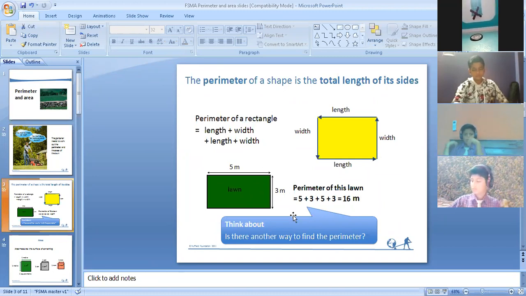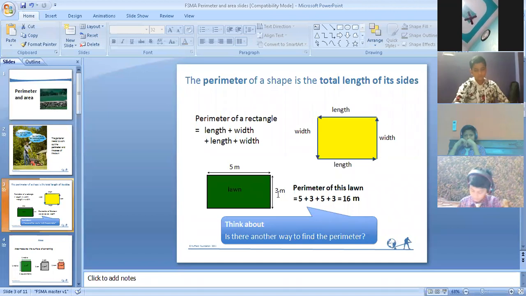Same in case of perimeter of a lawn also. If 5 is given as the length and 3 is the breadth over there, then we have to add 2 lengths and 2 breadths. That means twice of length plus breadth. So that will be the perimeter of the lawn.